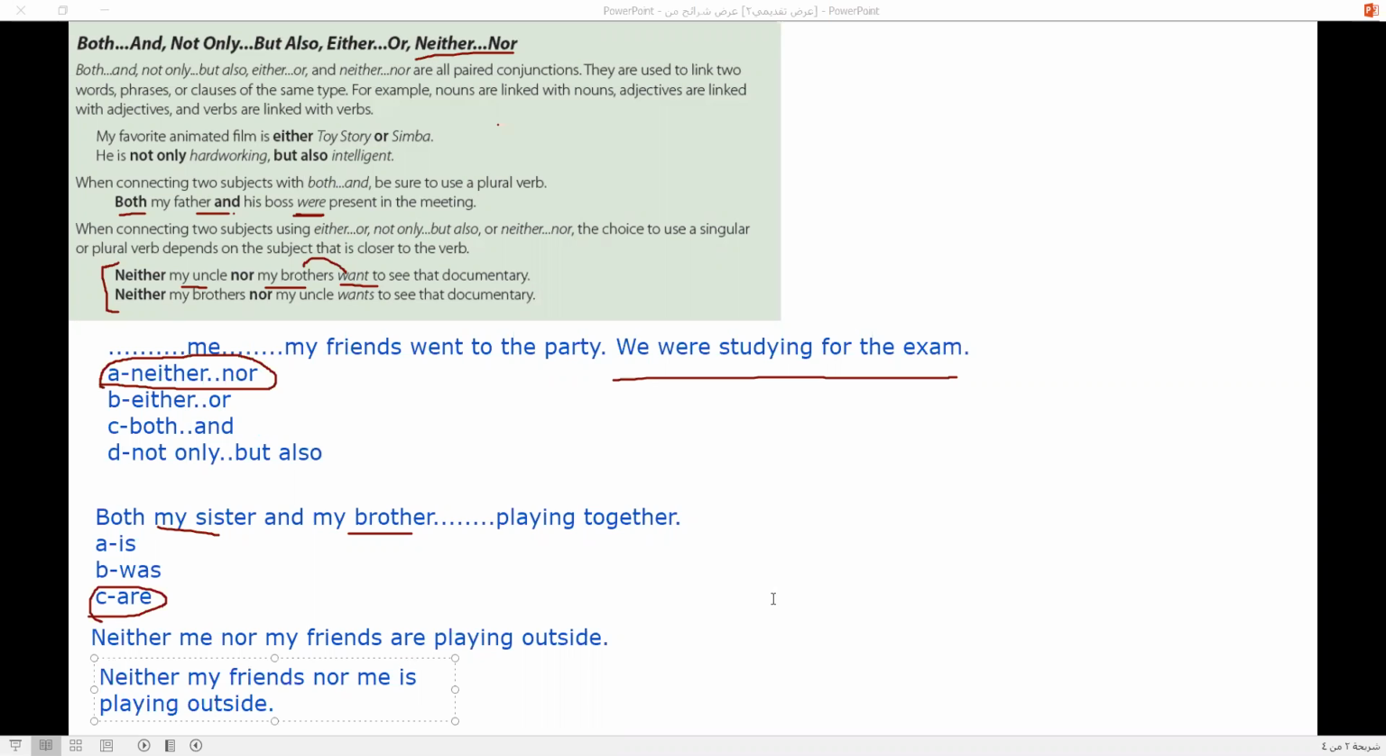Only in neither and nor, the verb is affected by the noun next to it. Here, because I have me, and here, because I have my friends, it's going to be are. Take a screenshot, please, if you would like. I'm going to erase this.